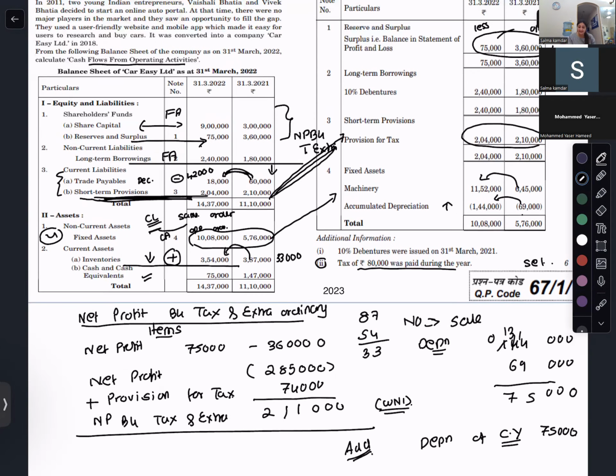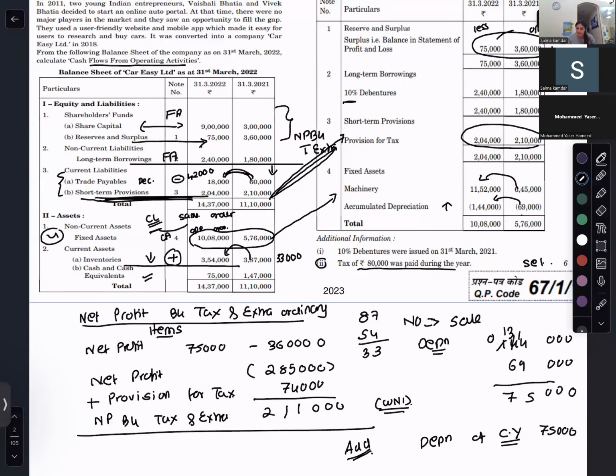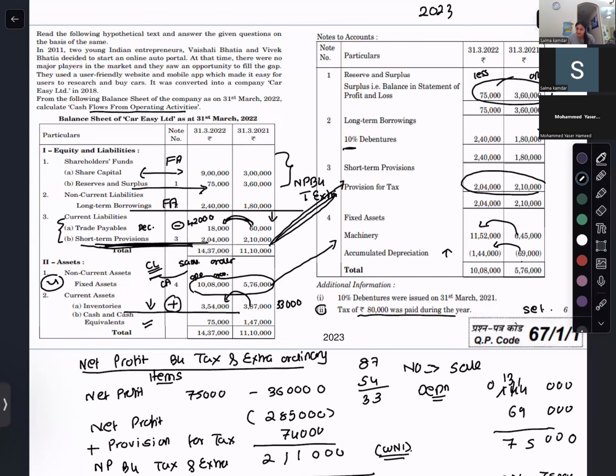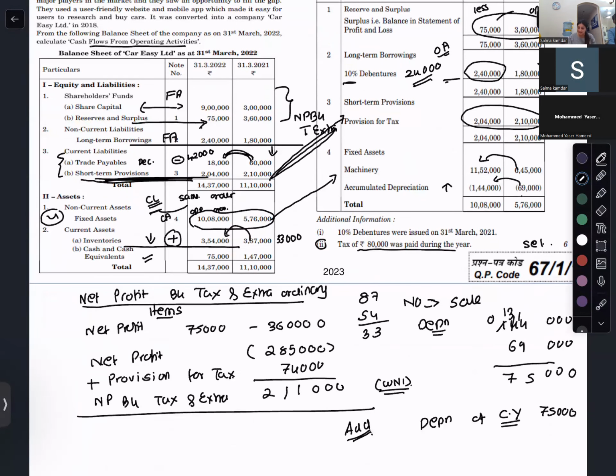Then when I am reading, I also see 10% debentures. So 10% debentures were issued on 31st March 2021. That means interest on debentures, 10% of 2,40,000, that is 24,000. Which activity? Operating activity and financing activity. So with this, I have done all my markings. Now I can start doing the sum.